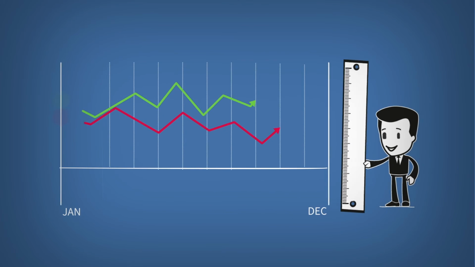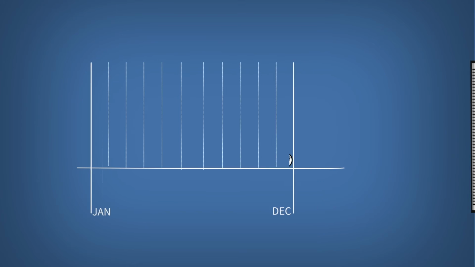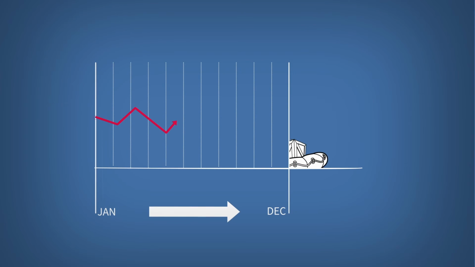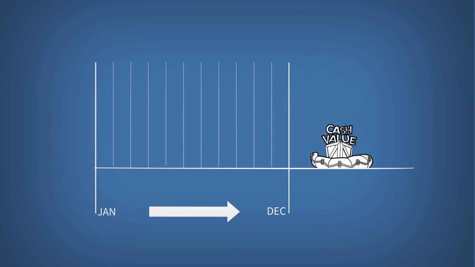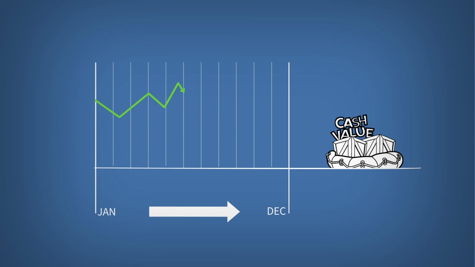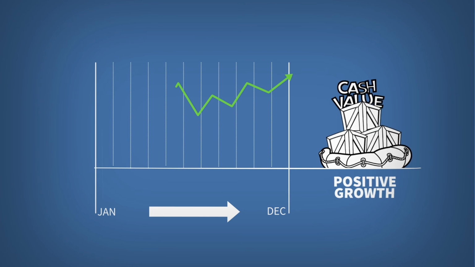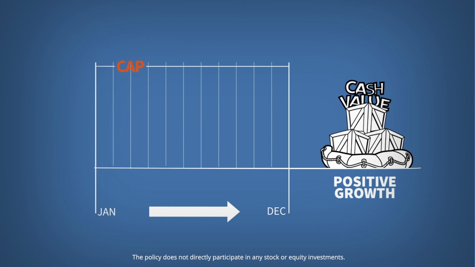At the end of the term, the index growth is measured. If the index closing price is lower than it was at the beginning of the term, the segment's value receives the minimum guaranteed interest rate. If, however, the index closing price is higher than it was at the beginning of the segment term, the segment's value receives an interest credit based on the positive growth of the index up to the cap.